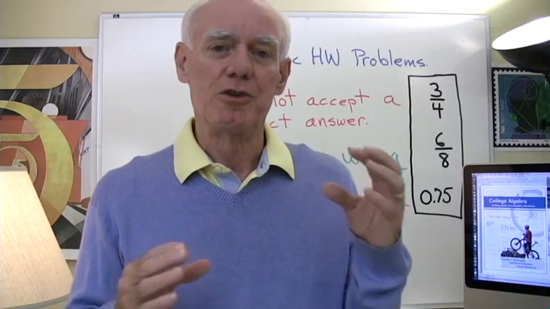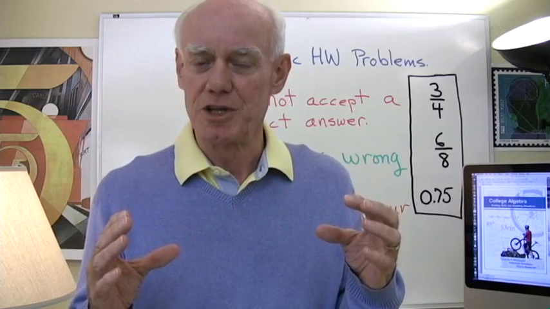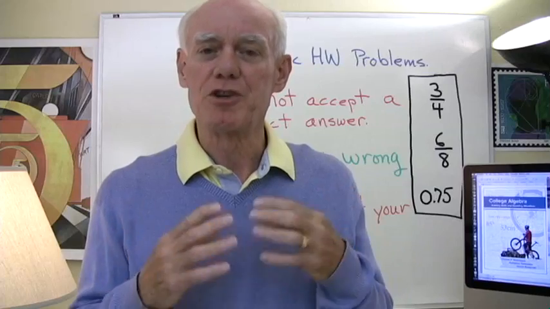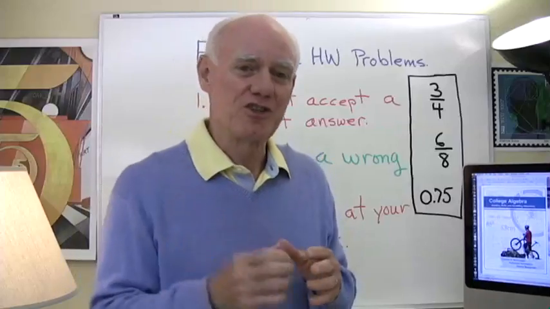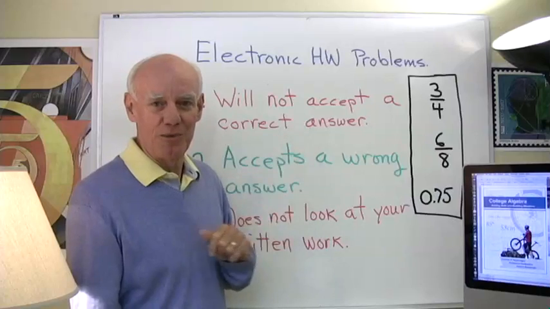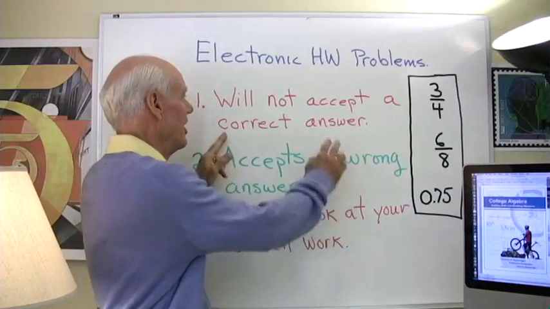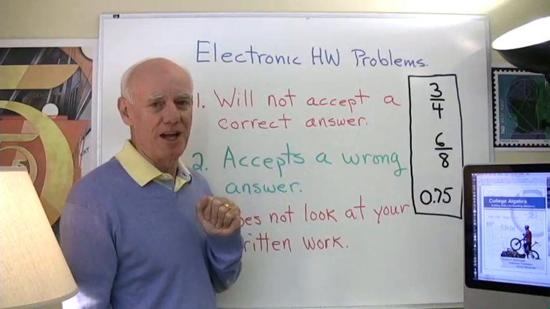So we want to get you used to looking for some of the things that can go wrong with these systems so that you're aware of it. We want you to be better at using these systems when you finish this course. So I've listed 3 things over here that are kind of main problems that can go wrong with electronically graded homework. Number 1 is the homework system will not accept a correct answer.